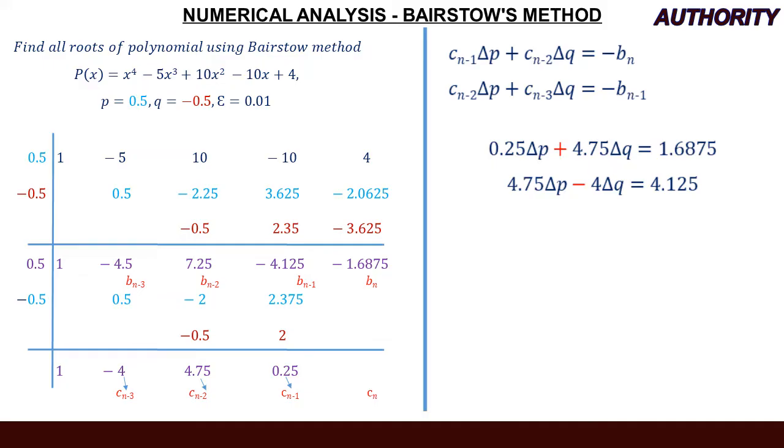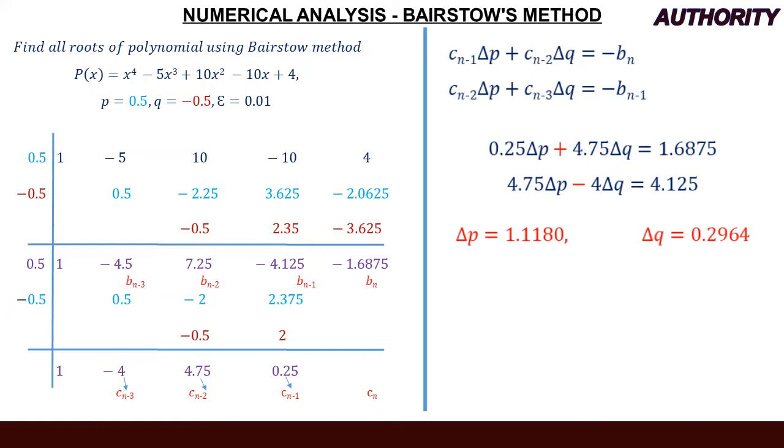So from these two equations, we can solve for delta P and delta Q using any method of your choice. Using any method of your choice, we are going to see that delta P is equal to 1.1180 and delta Q is 0.2964. Are we together? Yes.